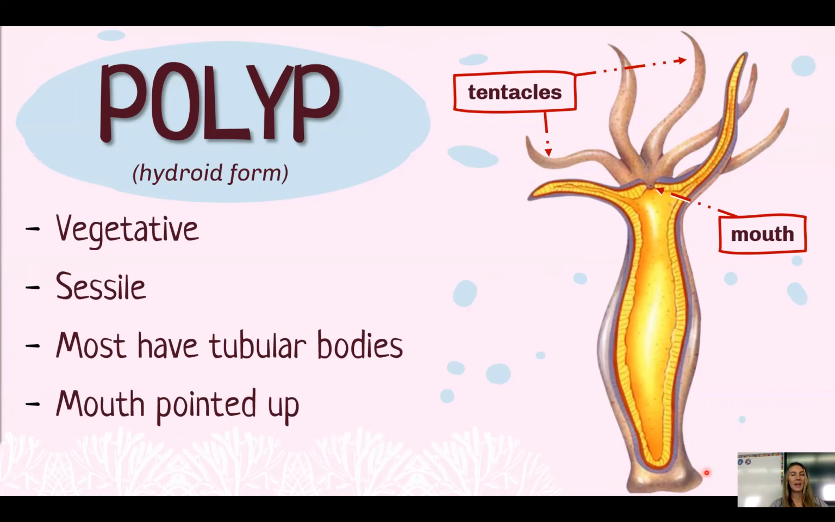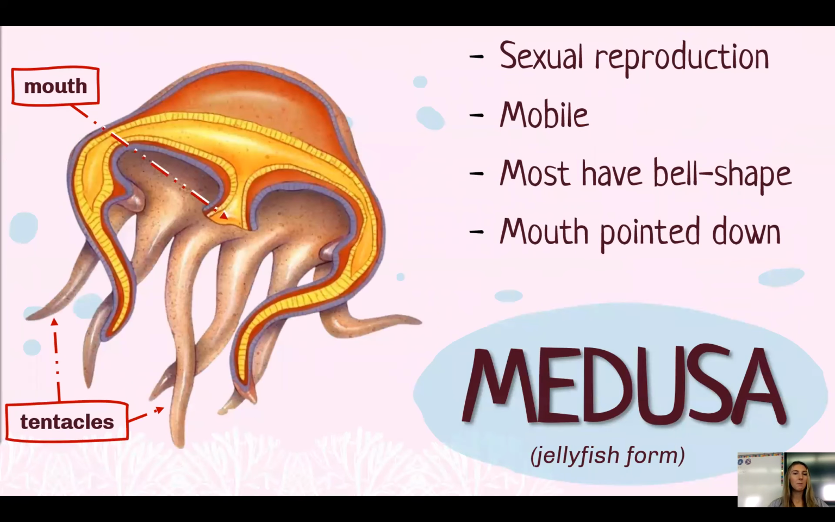Now, they can detach themselves, whether it's through somersaulting, or some can walk on their tentacles, but for the most part, polyps are going to stay sessile. We recognize them as having this tubular body, and then their mouth is going to be pointed up, surrounded by tentacles.